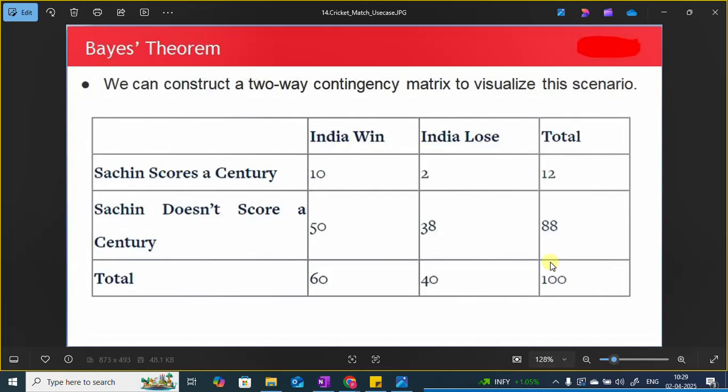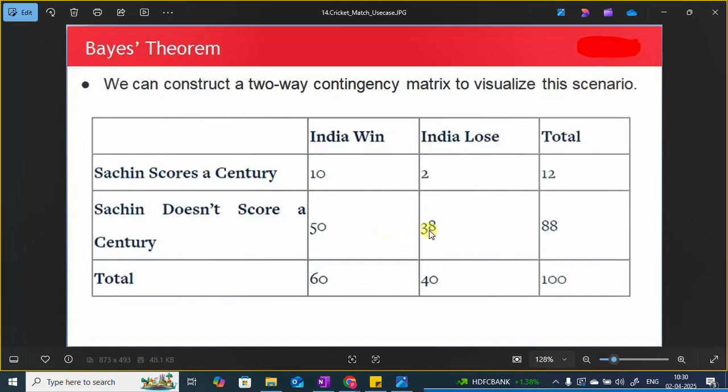Okay, let me repeat one more time. I hope you are clear, but let me repeat. So total 100 matches played, right? Out of 100 matches, in 60 matches India win the match. Obviously, 100 minus 60 is equal to 40, India lose the match. Out of 60, in 10 matches Sachin makes a century. So obviously 60 minus 10 is equal to 50, where Sachin does not score a century. Fantastic. Now, the remaining where India lose the match, that is 40. Out of 40, Sachin scores a century in 2 matches. 40 minus 2 is equal to 38, where Sachin does not score a century.